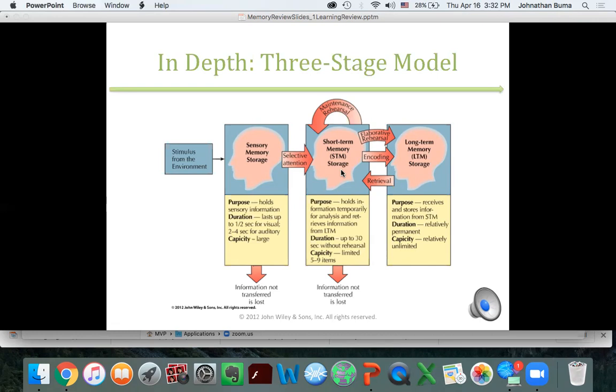So chunking, when you read about that, explains how you can put items together into meaningful units so that they are not taking up too much space in short-term memory.